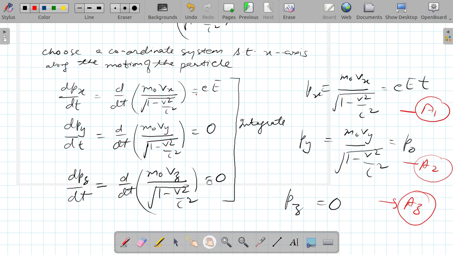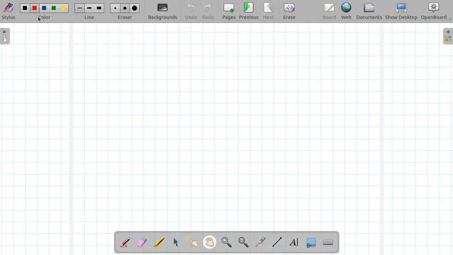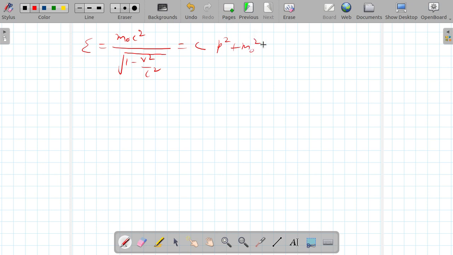Now, let us find the expression for energy. As we know, the energy E is the relativistic energy, m naught c square over the square root of 1 minus v square over c square. And this can be written as the square root of c square p square plus m naught square c to the fourth. This is the standard expression, because energy square is equal to c square p square plus m naught square c to the fourth.